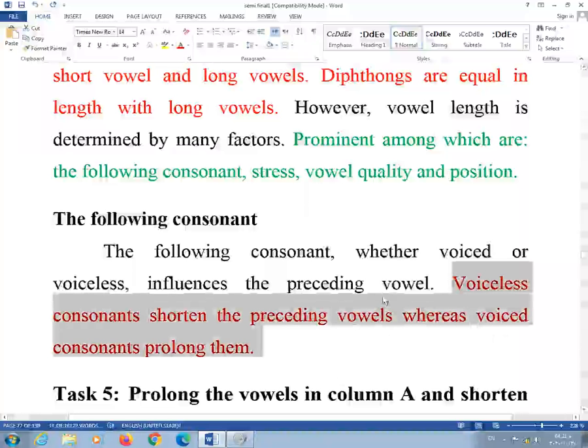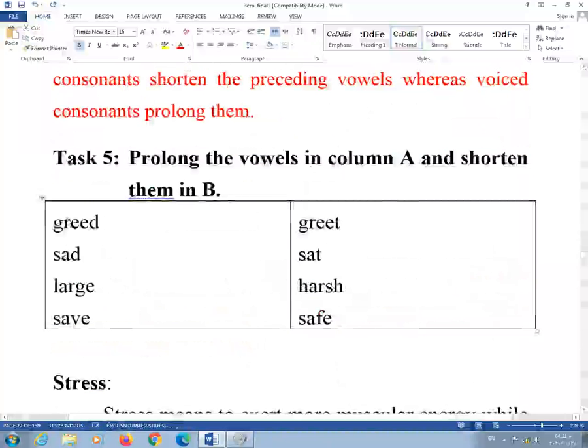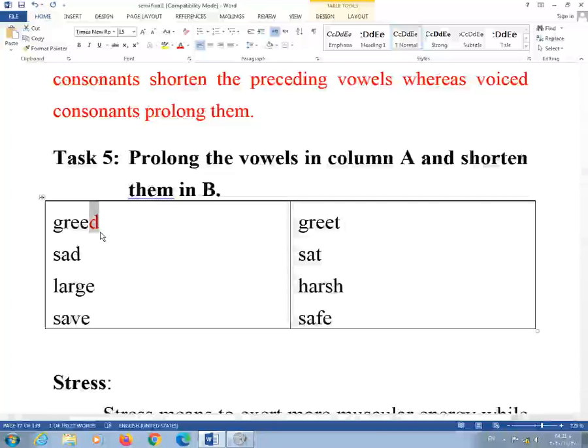Voiceless consonants shorten the preceding vowels, whereas voiced consonants prolong them. So let's see this here. Grade. What's the final consonant here? It's D. And is D voiced or voiceless? You can make a test. Put your finger on the larynx, on your Adam's apple, and try to say D, D, D, D. Do you feel vibration? As long as you feel vibrations, it's a voiced consonant. So D, which is a voiced consonant, prolongs the vowel before it.